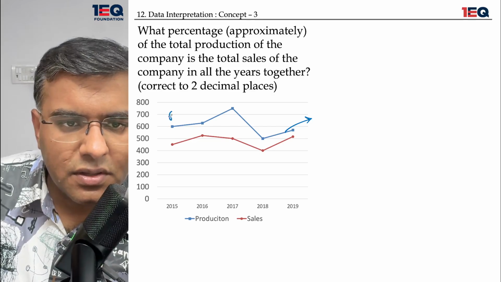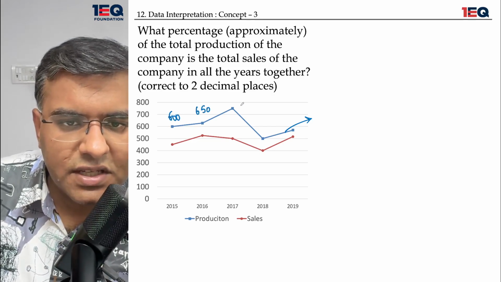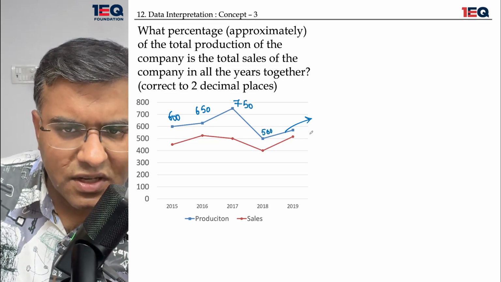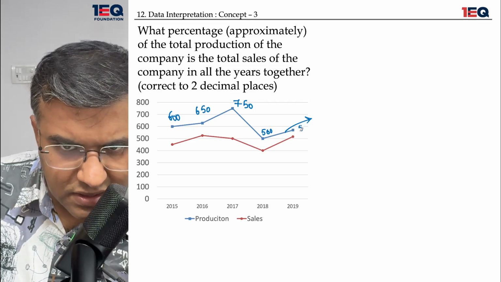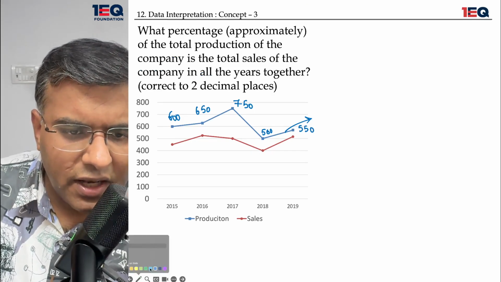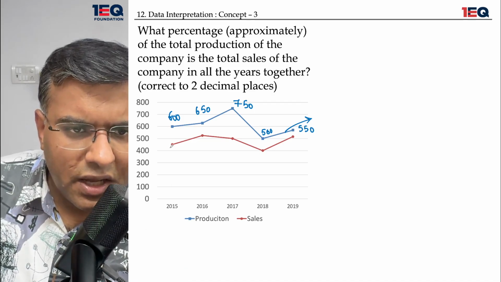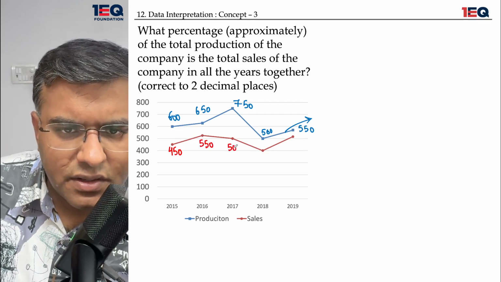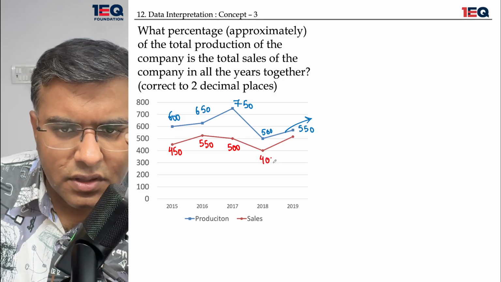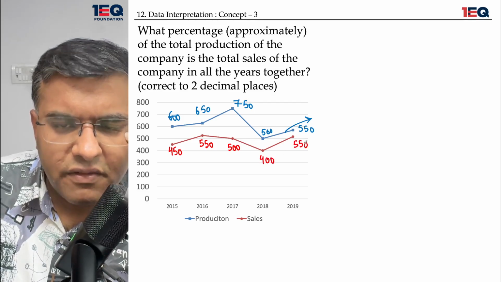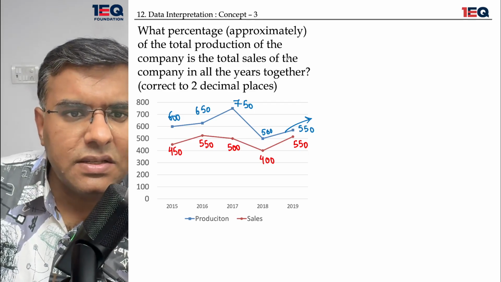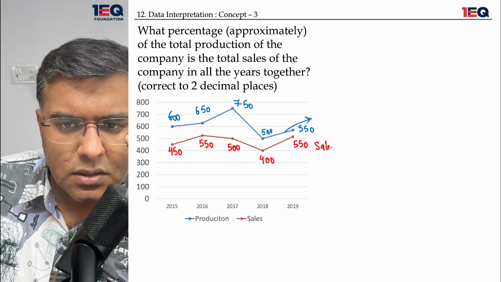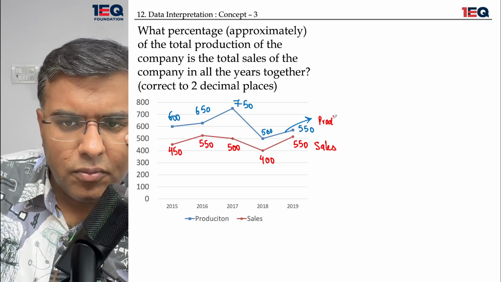I'll write it down here, okay? 600, 650, 750, 500. This is 550. I'll quickly do it for the other one. This is 450, this is 550, this is 500, this is 400, and this is 550. Approximate answer needs to be done. And total production is sales. These are sales, and these are the production numbers.